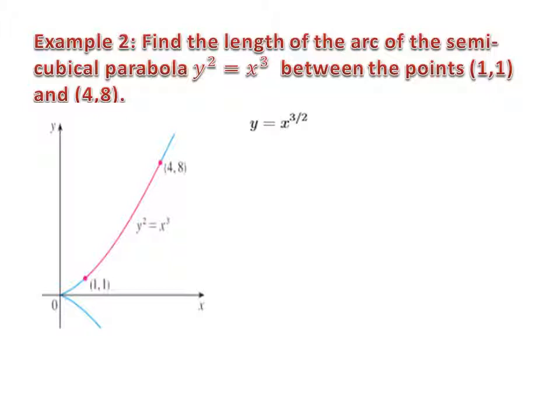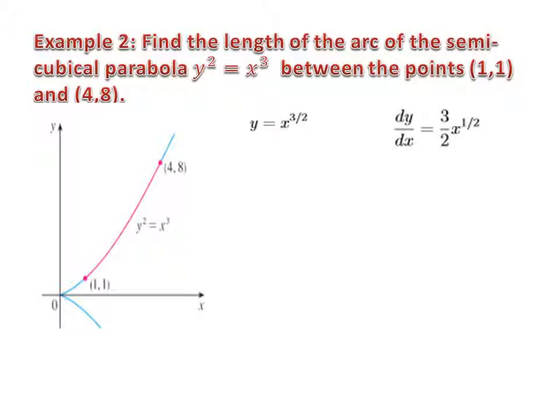Find the length of the arc of the semi-cubical parabola y squared equal to x cubed between the points (1, 1) and (4, 8). In this case, the function and its derivative would be dy/dx equal to 3/2 times the square root of x.